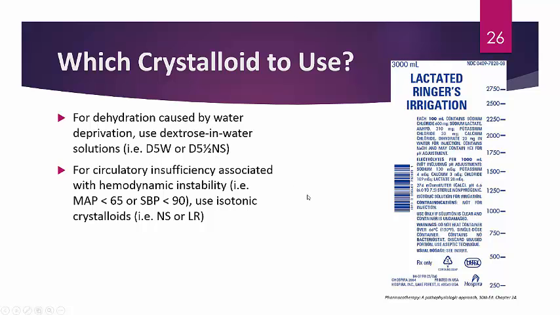For patients with circulatory insufficiency associated with hemodynamic instability, so patients who are essentially in hypovolemic shock with a MAP of less than 65 or a systolic blood pressure less than 90, you'll want to use those isotonic crystalloids, NS or LR. Because remember, those are the ones that give you more bang for your buck in the intravascular space volume-wise.